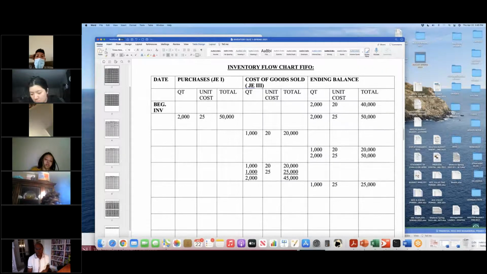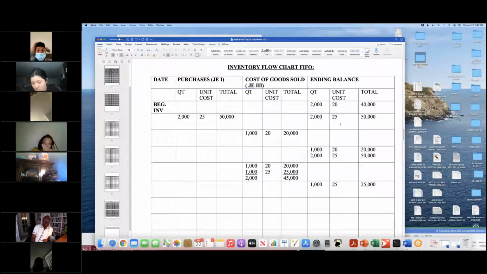Now let's go to LIFO. So if you were doing LIFO, you sell the last ones first, not the first ones. So let me just see if I can copy this stuff. Copy.